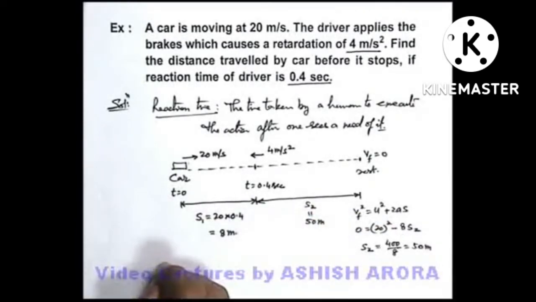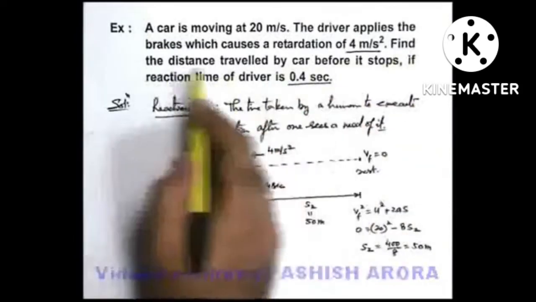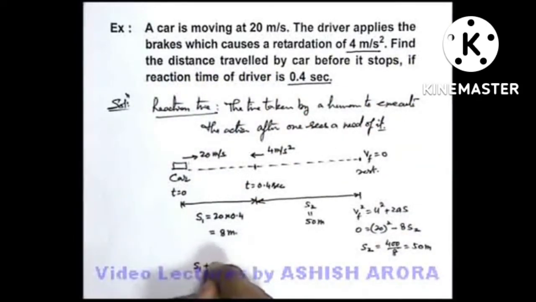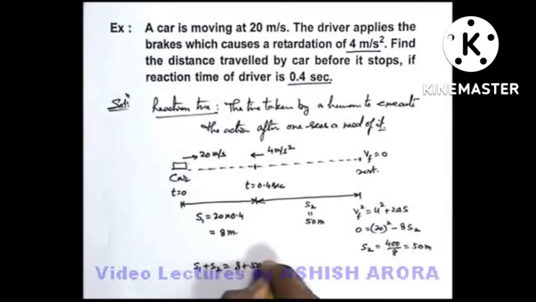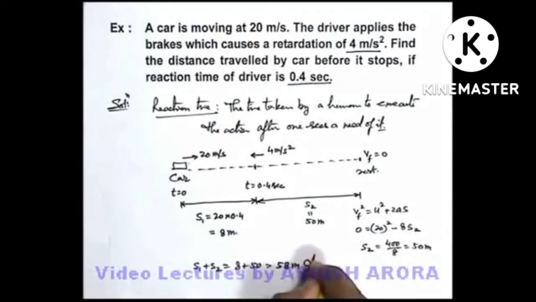So the answer to the question: we are required to find the total distance traveled by the car, that is s1 plus s2, it will be 8 plus 50, this is 58 meter. This will be the answer to this question.